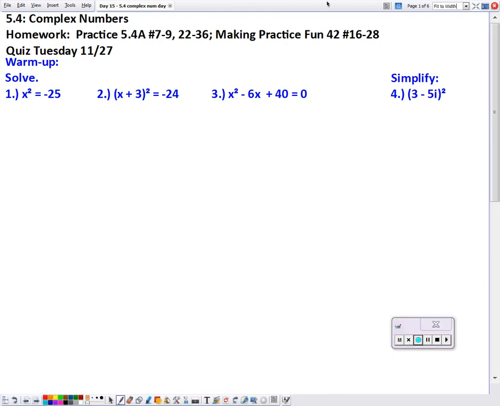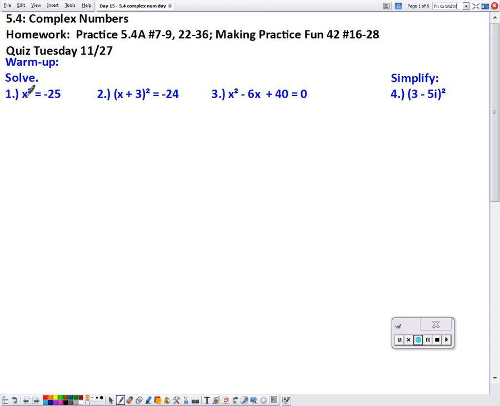Okay, this is a video to talk about division of complex numbers, graphing complex numbers in the complex plane, and finding the absolute value of complex numbers. To start off, we are going to solve a couple equations, 3 equations, and the first thing we're going to do is identify the best way to solve them.